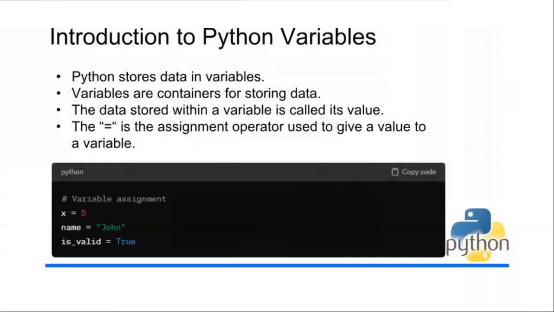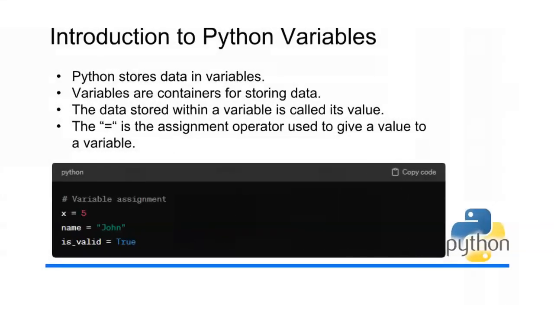Variables are used to store and manipulate data, and their values can change during the execution of a program. Here's an explanation of what you need to know about variables. A variable is a named storage location in the computer's memory where data can be stored and manipulated during the execution of a program. In Python, you can create a variable simply by assigning a value to a name using the assignment operator, equals. Python is dynamically typed, meaning you don't need to declare the variable type explicitly. The type of the variable is inferred from the value assigned to it.